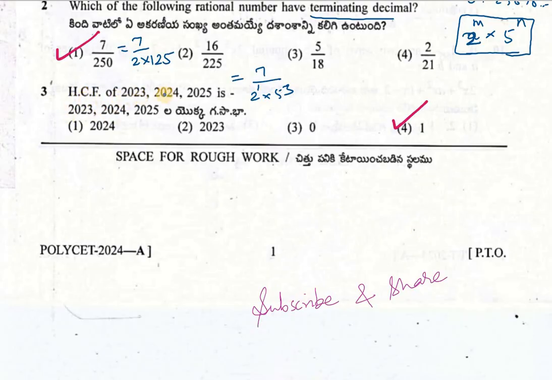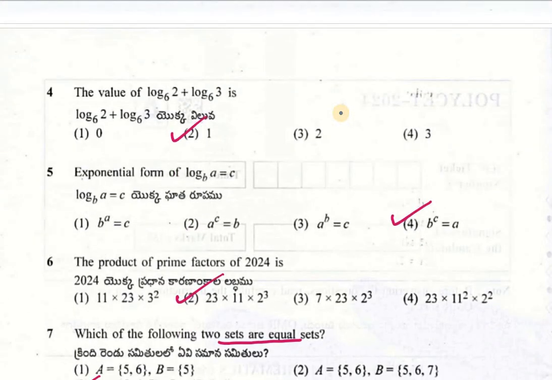HCF of 2023, 2024, 2025. If we have any 3 consecutive integers, then the HCF is always 1, whatever number it may be. For example, 100, 101, 102 or 98, 99, 100. Any 3 consecutive integers, the HCF will be 1. You remember this one? Most of the questions are repeating in the exam. If you solve 3 or 4 previous question papers, then easily you can score very good marks in the entrance exam.